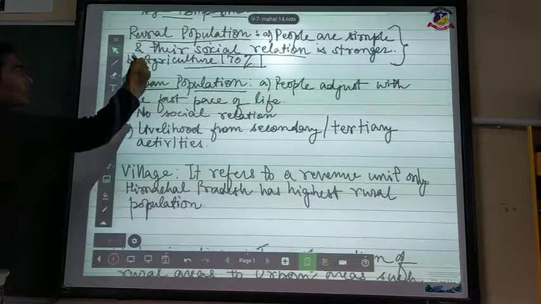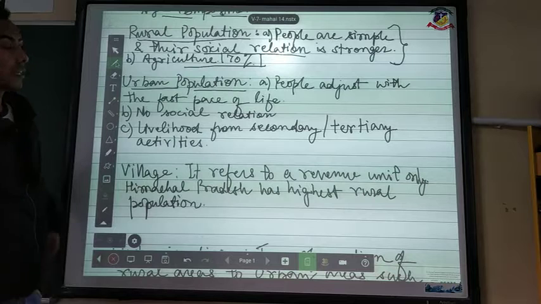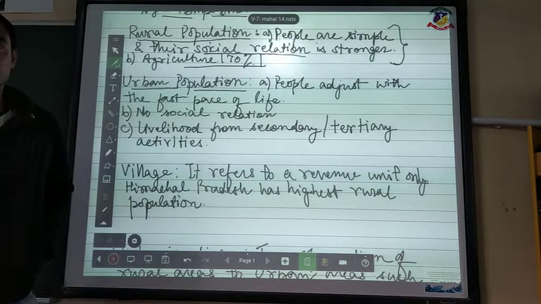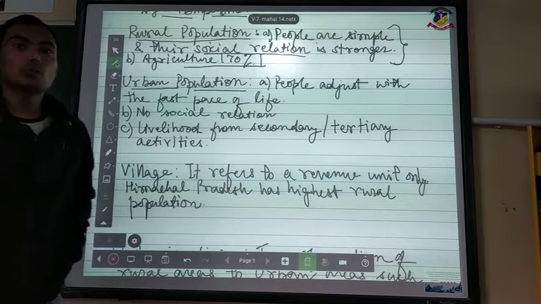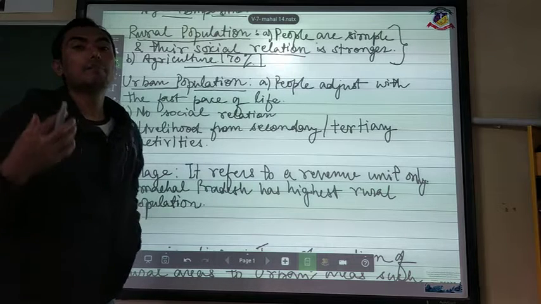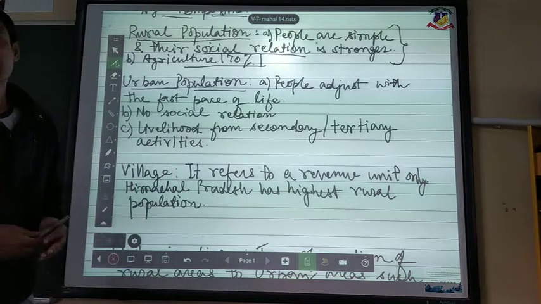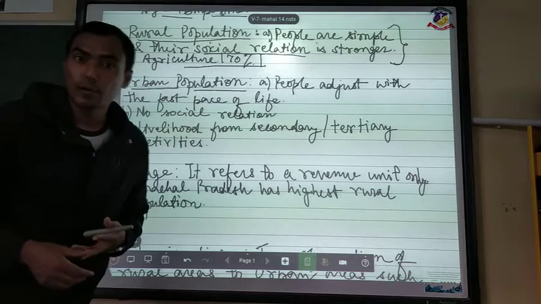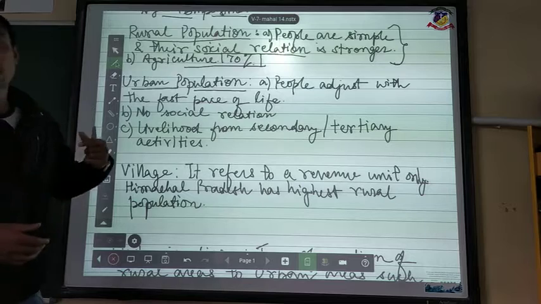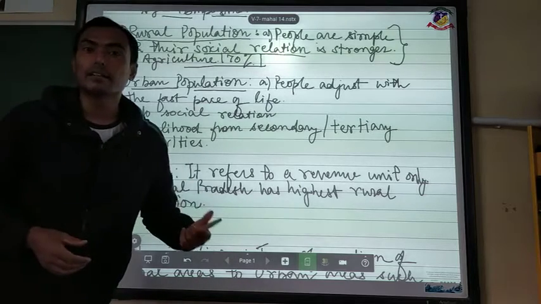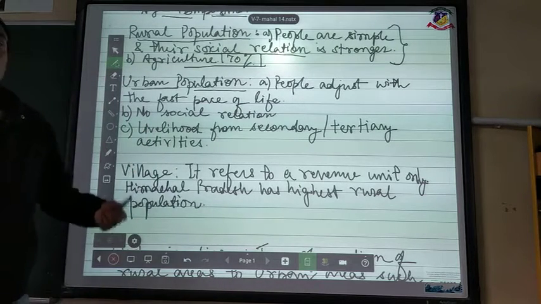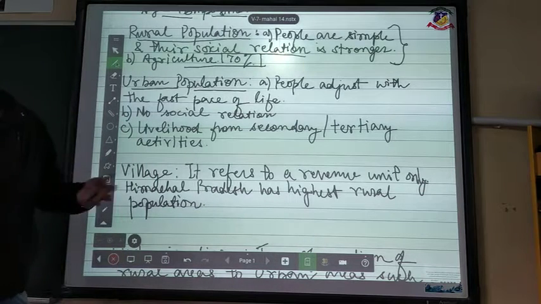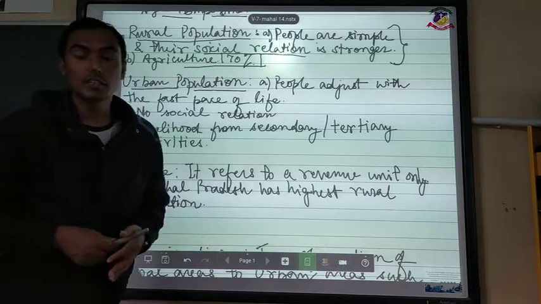The next topic is the urban population. Urban means what? Cities. Urban means cities which have better infrastructural facilities. Infrastructural facilities means roadways, railways, airways, post and telegraph, and not only that, they even have better recreational centers. Recreational center means what? Parks, shopping malls. All this comes under the recreational center.